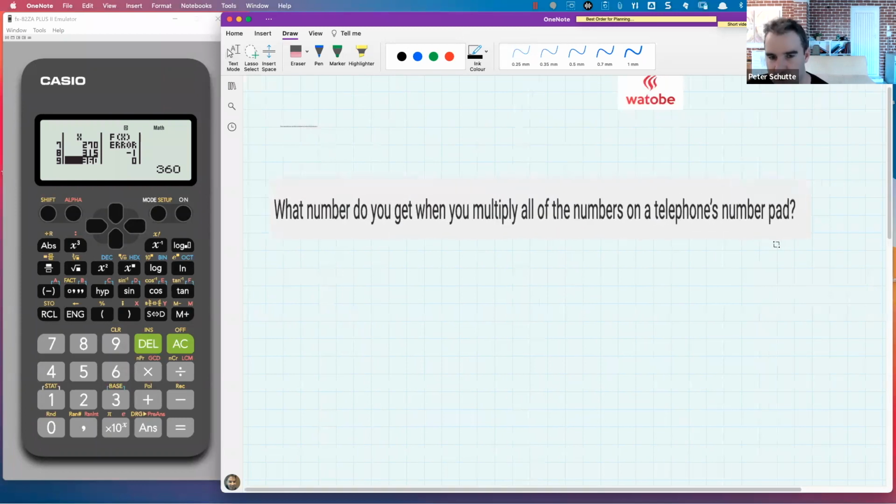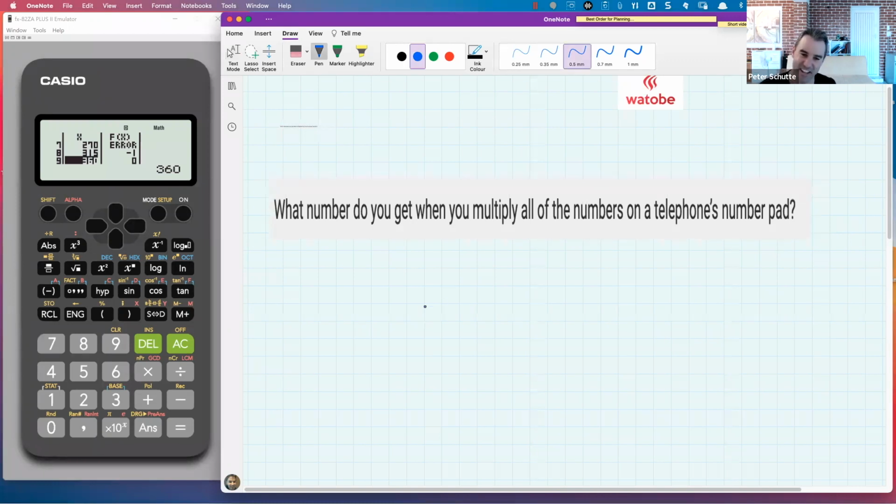So here is today's question. What numbers do you get when you multiply all of the numbers on a telephone number pad? Who thinks they know? Look at that. Oh, you guys are too smart.